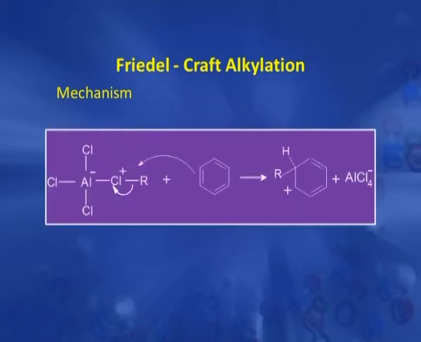Now, in certain cases it is possible that there is no free generation of the carbocation. So, this charge complex can be attacked directly by the benzene ring. The benzene ring takes this R group from this complex and we get the intermediate carbocation. This reaction we will discuss later also when we discuss the alkyl benzenes.